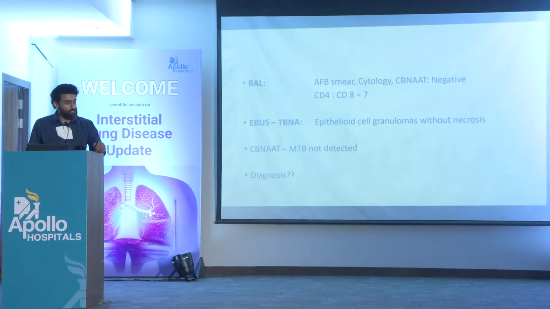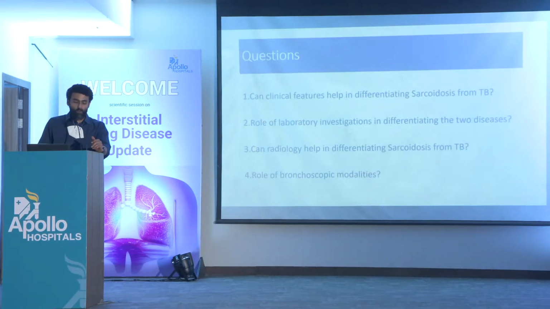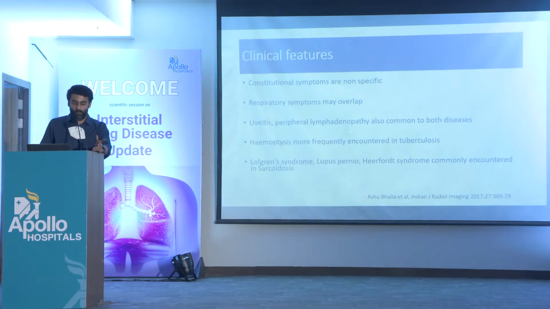So what is the diagnosis here? I know we are talking about sarcoid, but over the next 4 questions, we'll try to figure out how to differentiate and identify sarcoid from TB: whether clinical features can help in differentiating, what is the role of laboratory investigations in differentiating the two, can radiology help in differentiating sarcoid from others, and what is the role of bronchoscopic modalities. So, clinical features are pretty much the same.